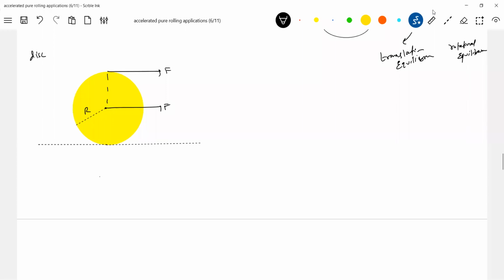Say a disk of mass m and radius r. This is the center of mass, and this is a rough surface where friction is sufficient for pure rolling. Now tell me how you are going to analyze the problem.